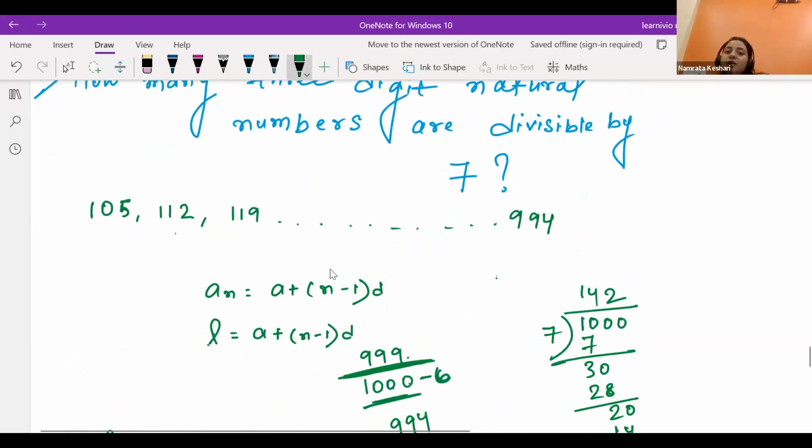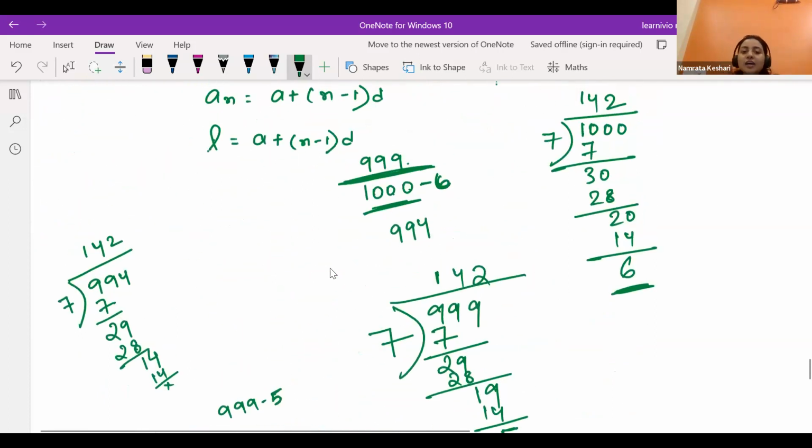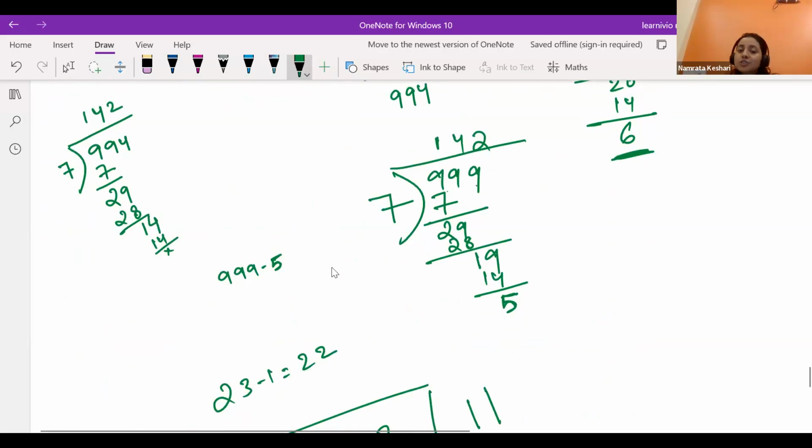So this logic we are applying, that we are checking, we are randomly taking the number. You can check it. I have taken 999, the last 3-digit number, and I divided it by 7. I got the remainder as 5. That means 999 minus 5 is 994. Yes, the last 3-digit number which is divisible by 7 is 994. If you divide 1000 by 7, you will get the same. If you divide 999 by 7, you will get the same.